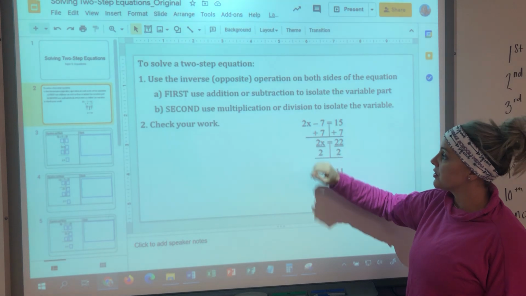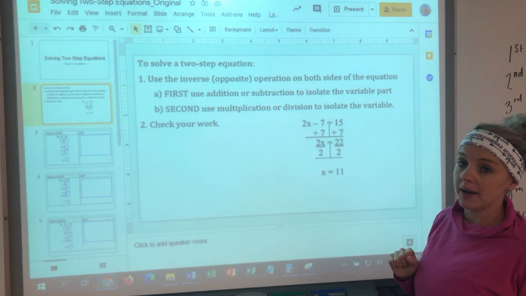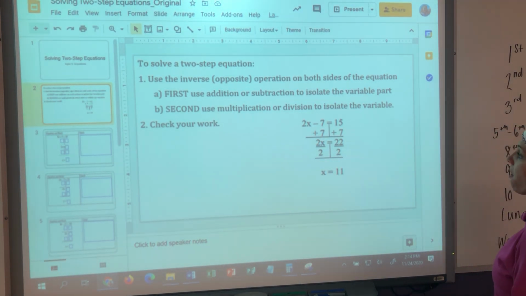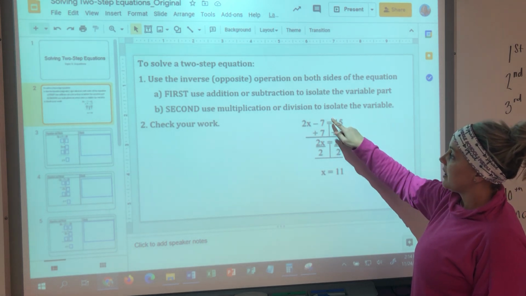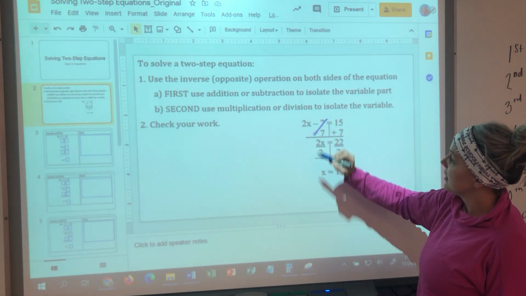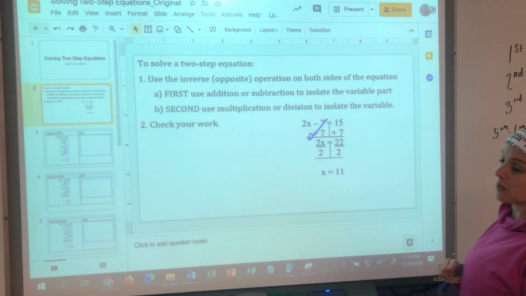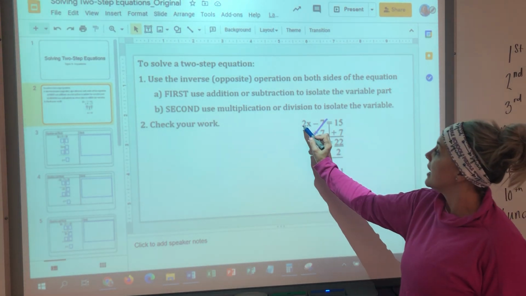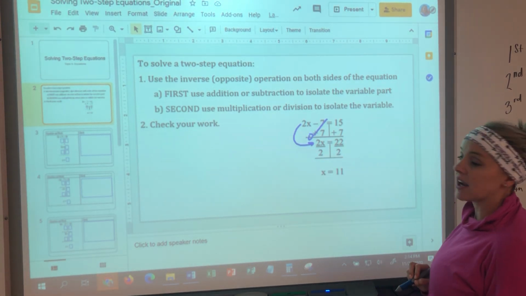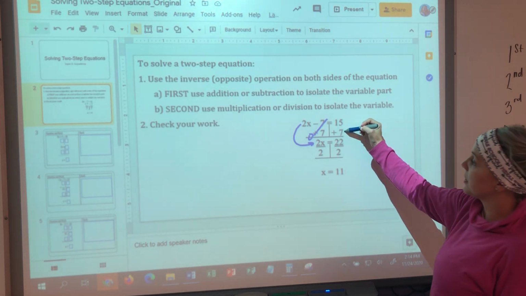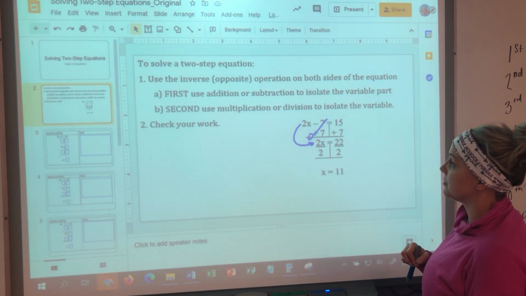Again, whatever I do on the left, I need to do on the right side of the equation. Once I do that, my 7s, that's my 0 pair. That's what we're looking for. And this 2x comes down. 15 plus 7 is 22.